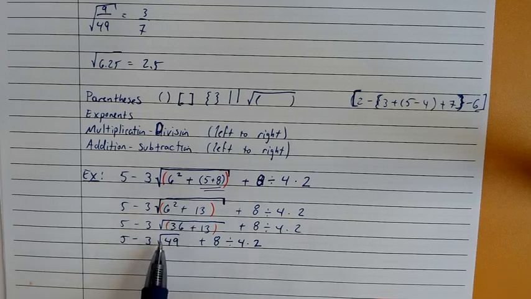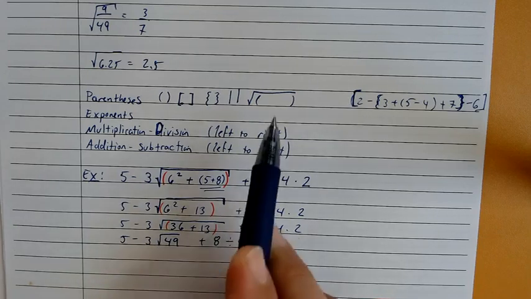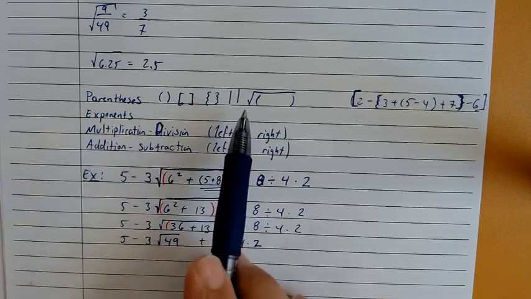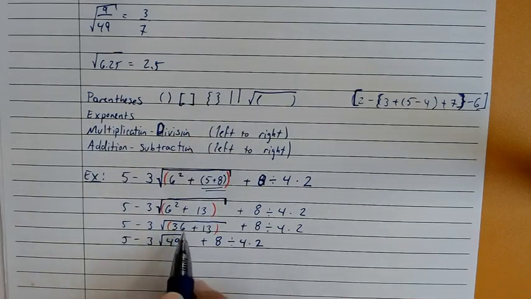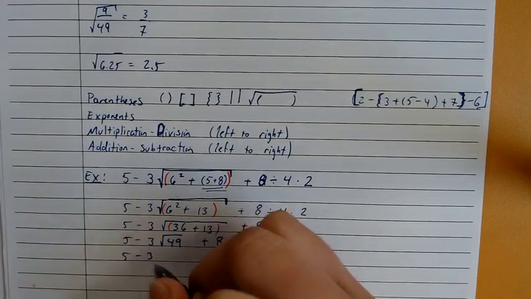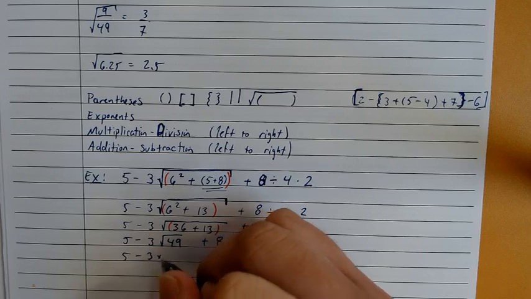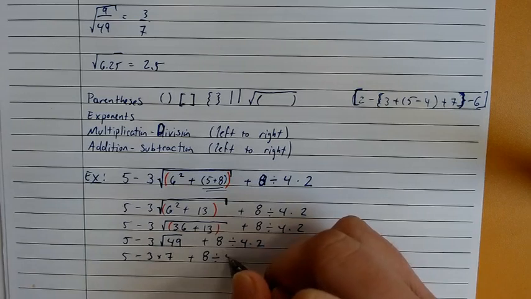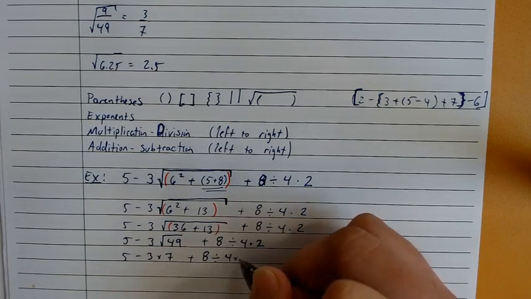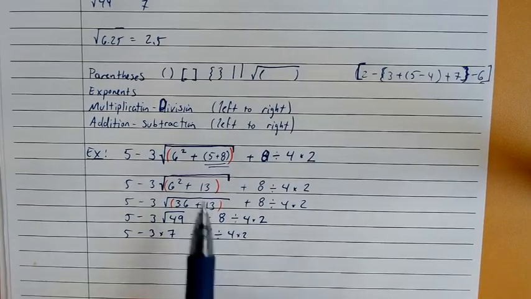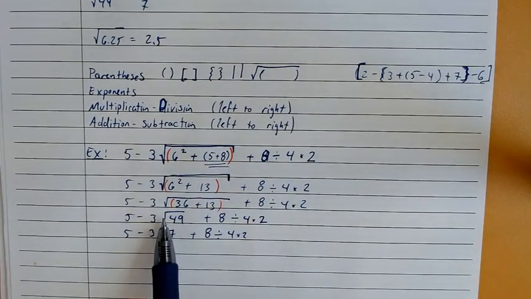It's just 49. But since it's inside of a radical, we're still not really done with this because this is still going first. We're going to take the square root. Okay, so now let's take the square root of 49, and that's just the number 7. So that's 5 minus 3 times 7. And here, let me actually write the times symbol there. Times 7 plus 8 divided by 4 times 2. Like that. All right, so now all my parentheses are done because I've condensed this down to a single number and taken its square root.